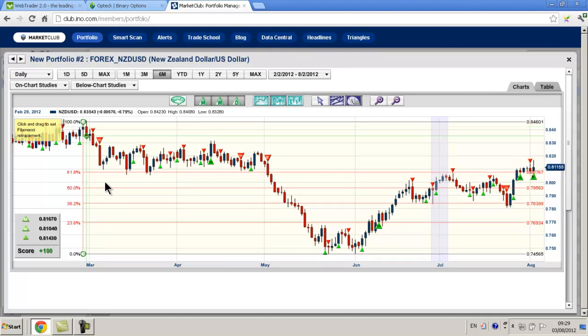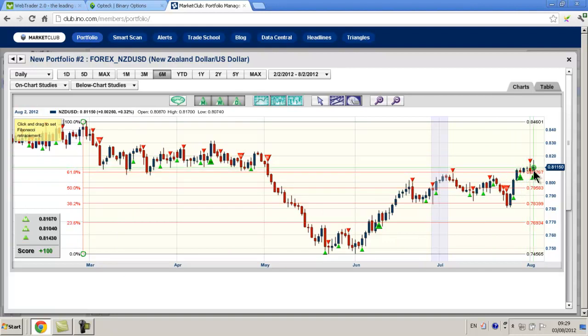Now these are retracement lines. They go 61.8%, 50%, 38.2%, 23.6%. Now you can go up here to the trade school and you can learn all about Fibonacci retracements, so I won't bother teaching you that. But over here I can see that it's broken past the 61.8%.